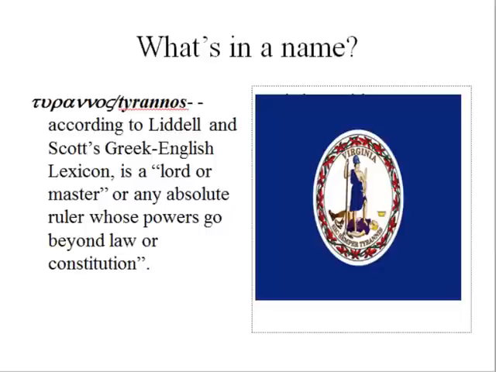Tyrannos is the Greek word, and it means lord or master, or any absolute ruler whose powers go beyond the law or constitution. I guess you have to ask yourself this. Do Creon's powers go beyond the law or constitution? He says it himself in the play. He is the law, because he is the king. So maybe he is a kind of tyrant.